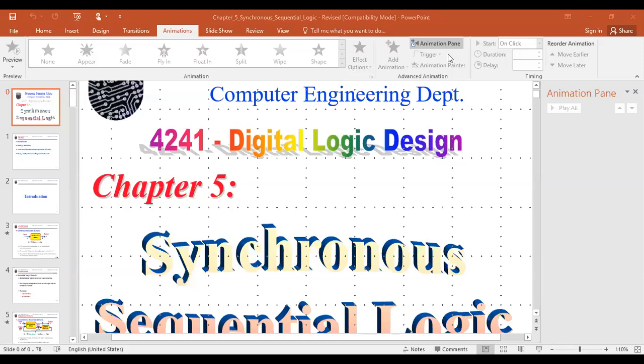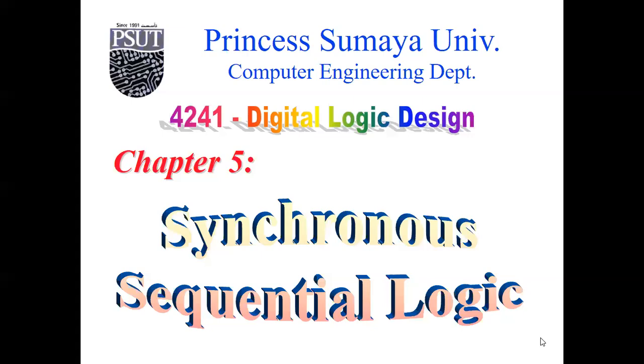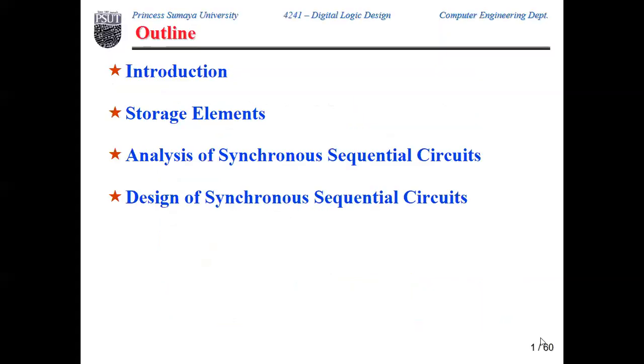Okay, so let's continue what we started last time. Last time we started chapter 5, which is an important chapter which covers the other type of digital logic circuits that you usually find in digital systems, which is the sequential circuits, and more specifically the synchronous sequential logic. So we started last time in the introduction.